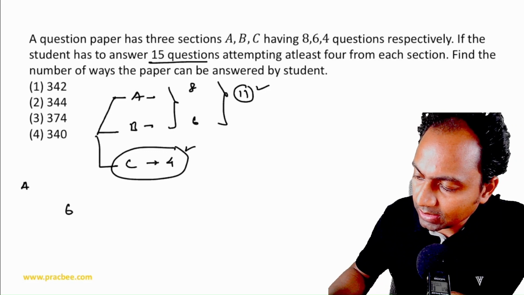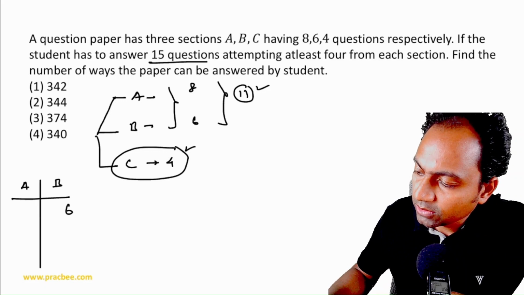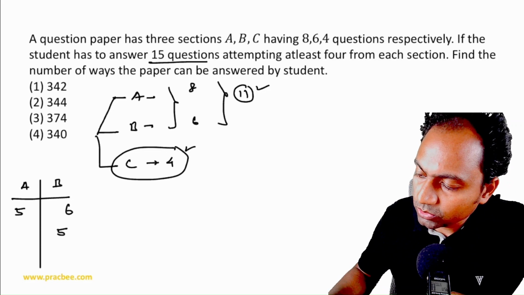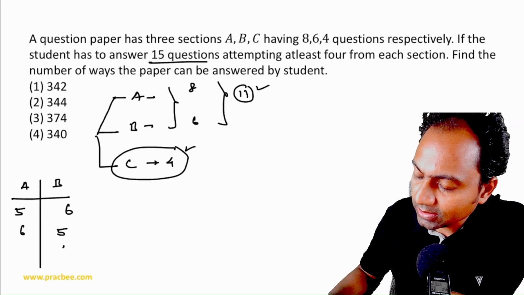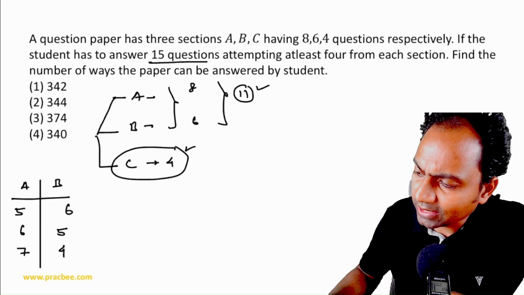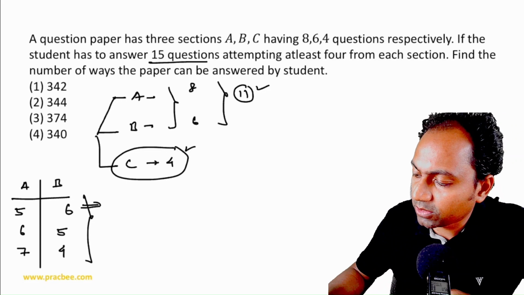So this is A, this is B. From the second one, I have chosen 6, so from the first one, I will have to take 5. And then I can keep reducing this. This becomes 6, and this can go up till 4, and in that scenario, this will become 7. That is possible because in total 8 questions are there. So these are the 3 possible cases corresponding to the first one.